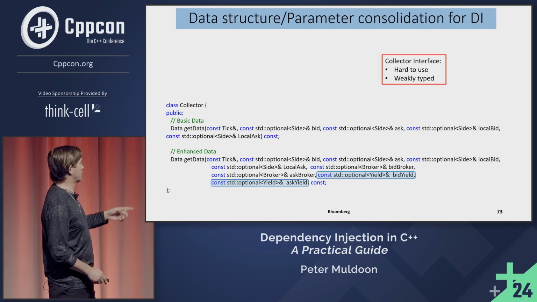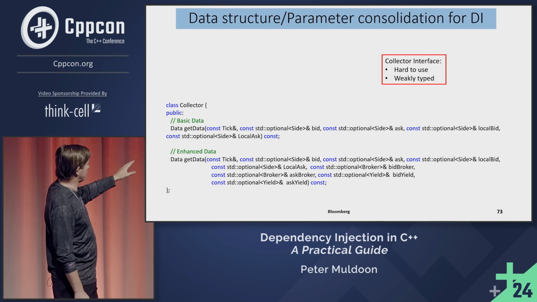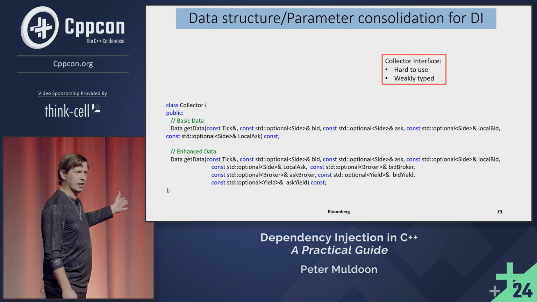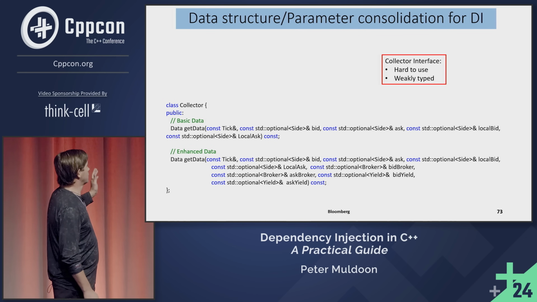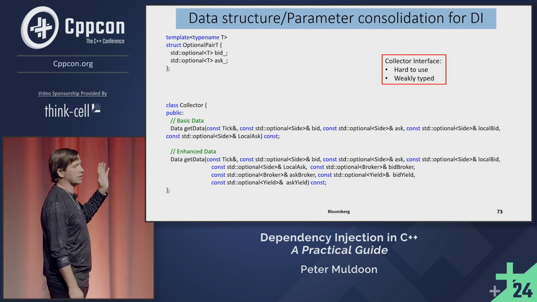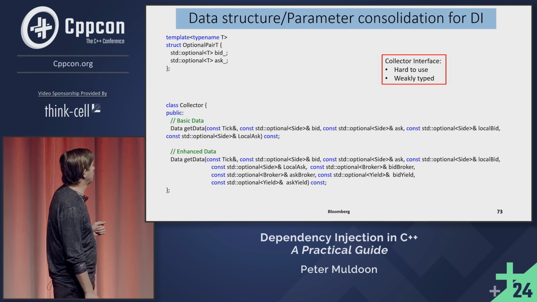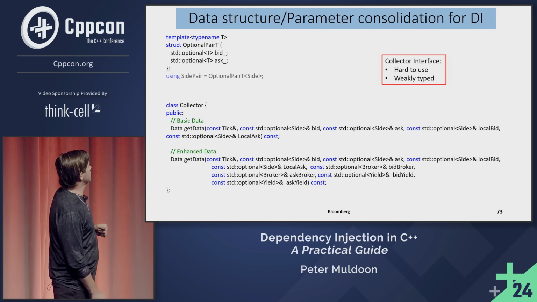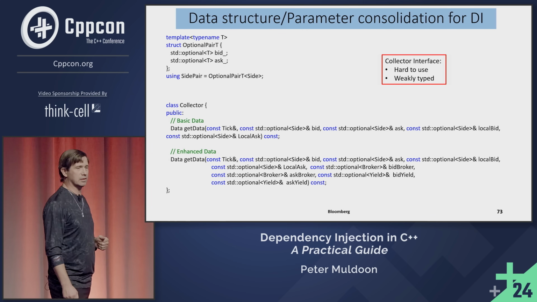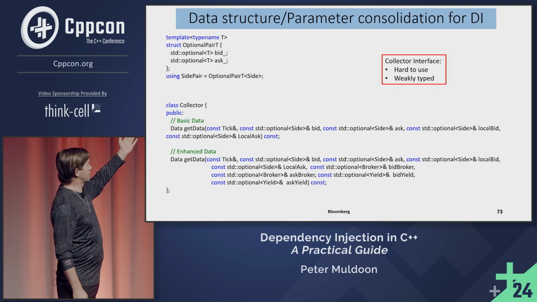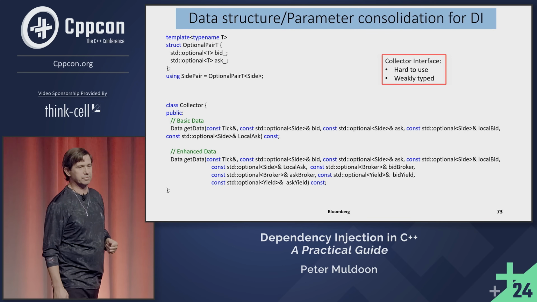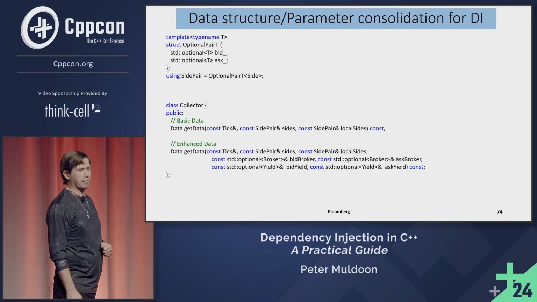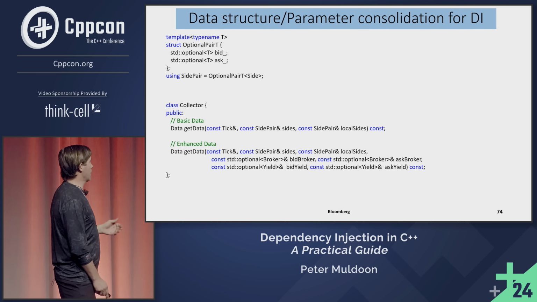So what is the problem here? When I look at this, I see a lot of parameters that look similar. I see a lot of bid and ask, and I see a lot of optional stuff. So what if I create a small type called an optional pair of T? Very simple template, no one should get confused with this. I'm going to have a side pair, which is these sides. You're going to have a bid side and an ask side, as these things are here. If I use that and look at my function, it collapses down.